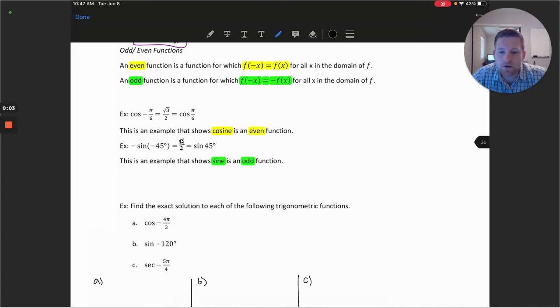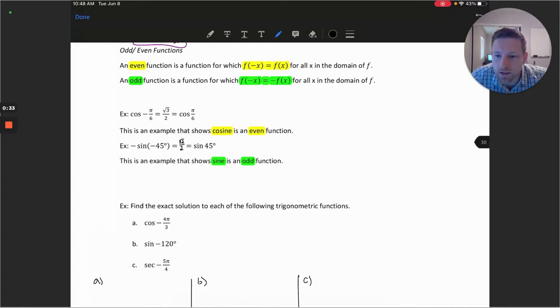Welcome. In this video, we'll take a look at the last section in 3.3, working with the odd and even functions. An even function is a function for which f of negative x is equal to f of x for all x in the domain of f. And then the odd function is a function for which f of negative x is equal to negative f of x for all x in the domain of f.